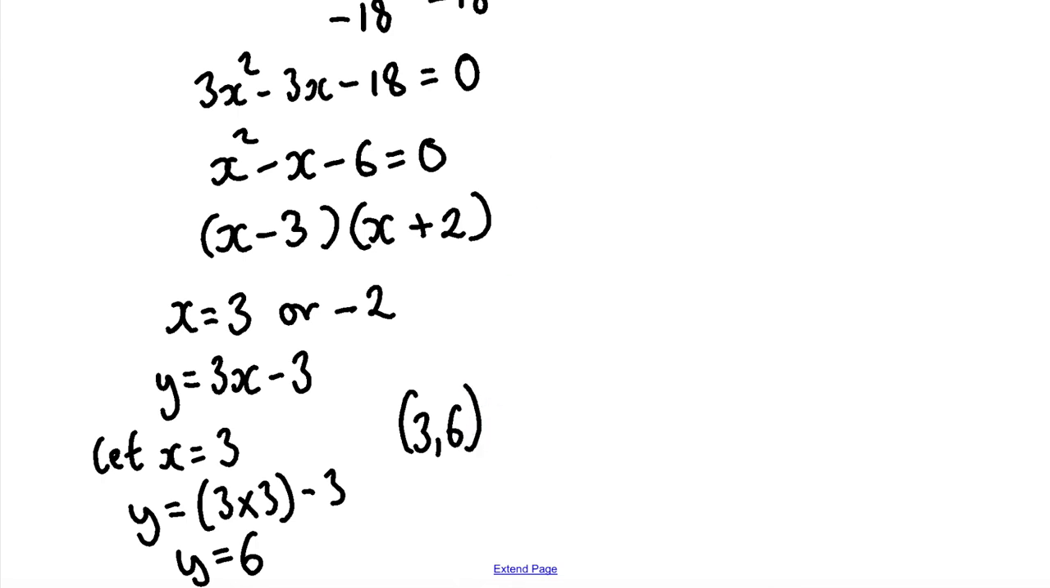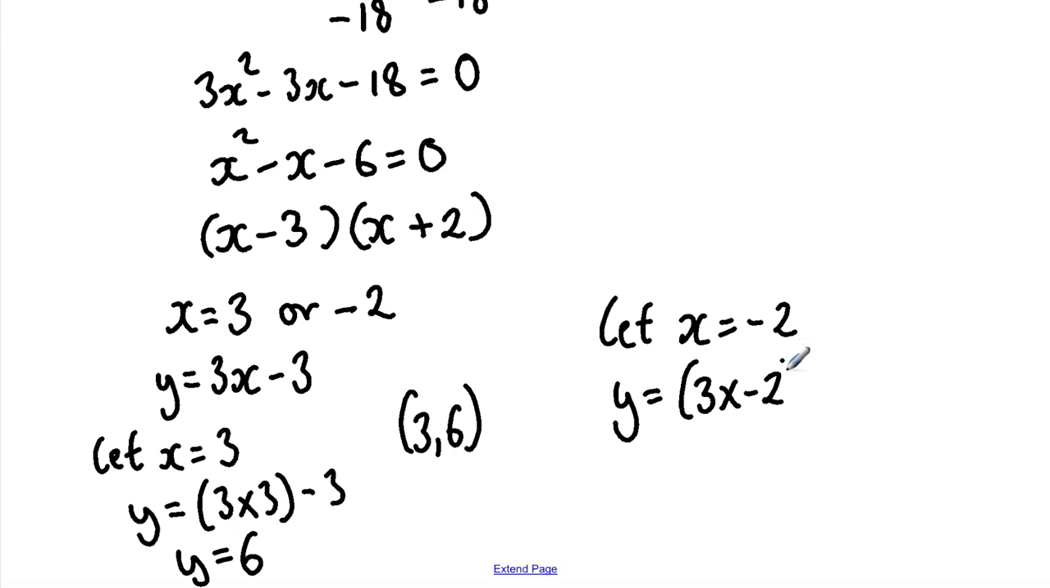Again, I'm going to be following the same procedures, but this time x is going to be equal to negative 2. So let x equals negative 2. So we have y is equal to open brackets 3 times negative 2, close brackets, minus 3. 3 times negative 2 is minus 6. Minus 6 minus 3 is minus 9. So therefore, y is equal to minus 9. So our answer is minus 2, minus 9.